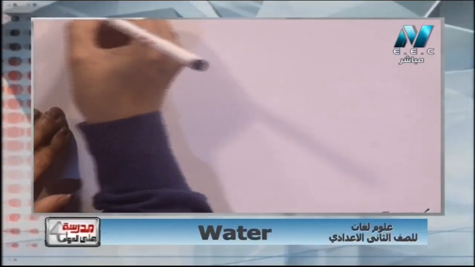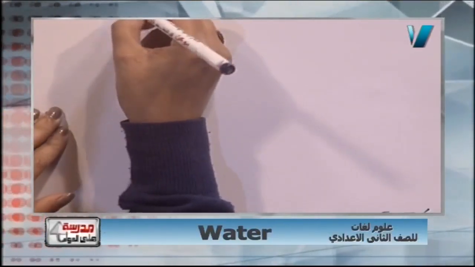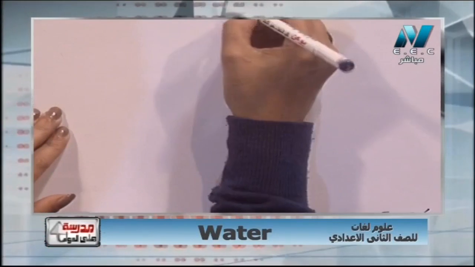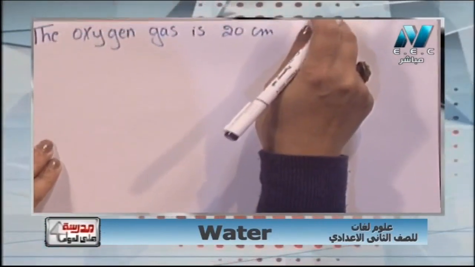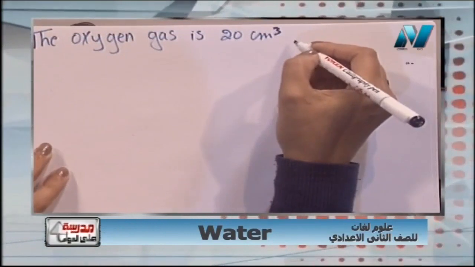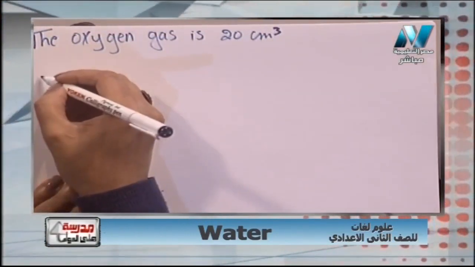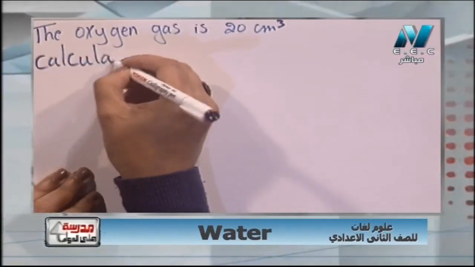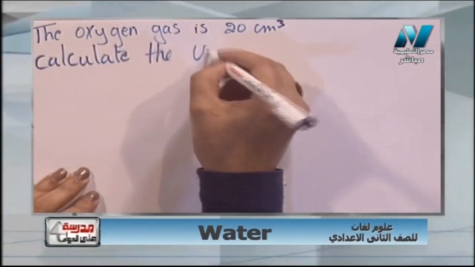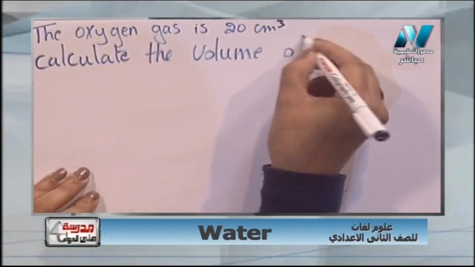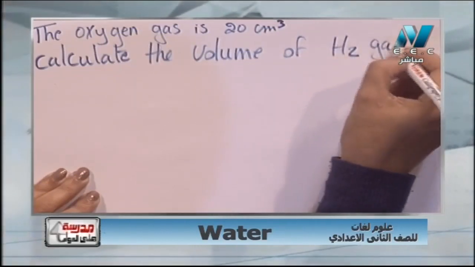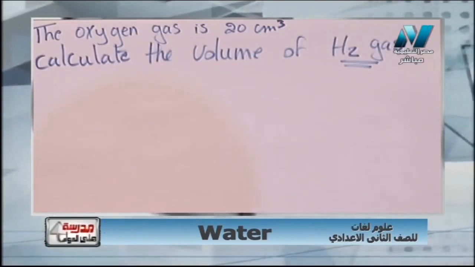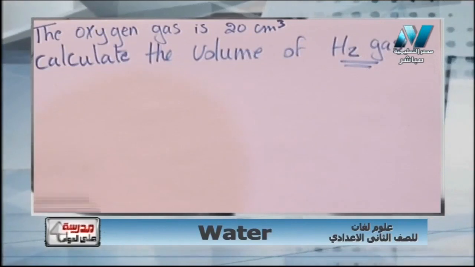The oxygen gas is 20 centimeter cube. Calculate the volume of hydrogen. So if I have oxygen gas 20 centimeter cube, calculate the volume of hydrogen gas.